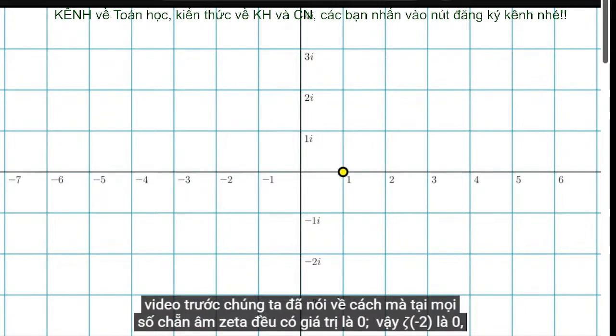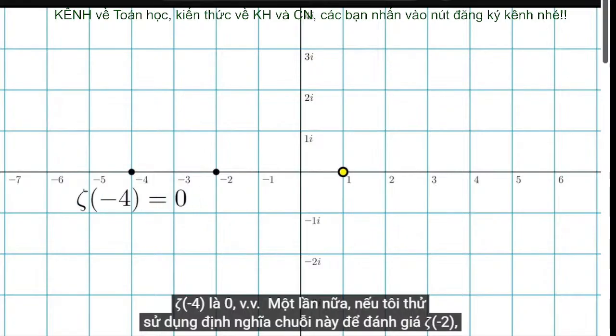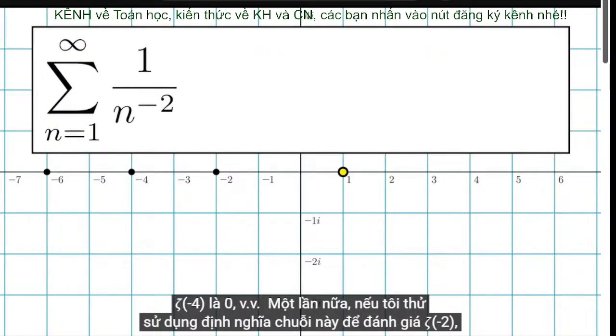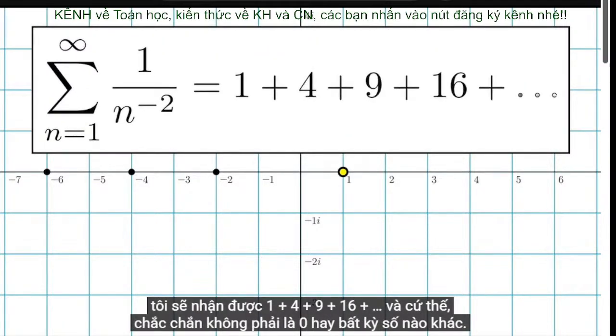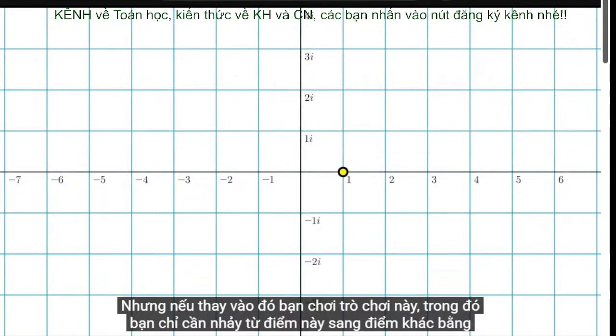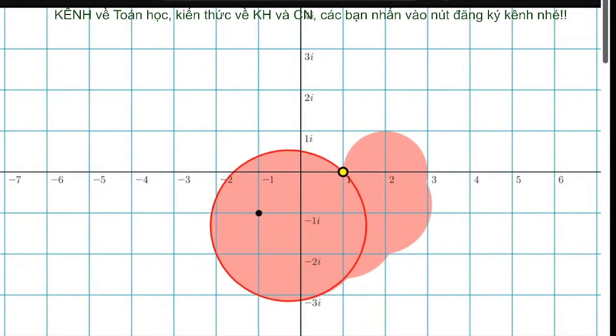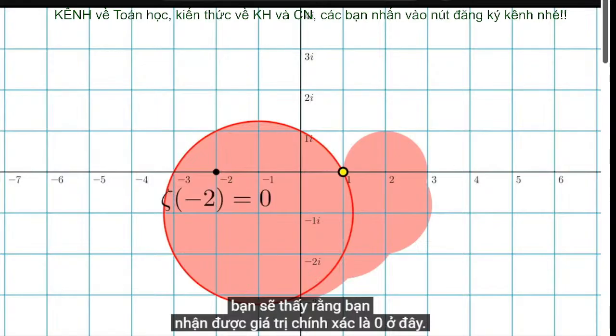Recall in the last video we talked about how at every negative even number, zeta takes the value 0. So zeta of negative 2 is 0, zeta of negative 4 is 0, and so on. Again, if I tried to use this series definition to evaluate zeta of negative 2, I would get 1 plus 4 plus 9 plus 16 and so on, which certainly isn't 0 or any number for that matter. But if instead you play this game where you just hop from one point to another using the Taylor series and eventually make it all the way over here to minus 2, what you'll find is that you get the value exactly 0 here.